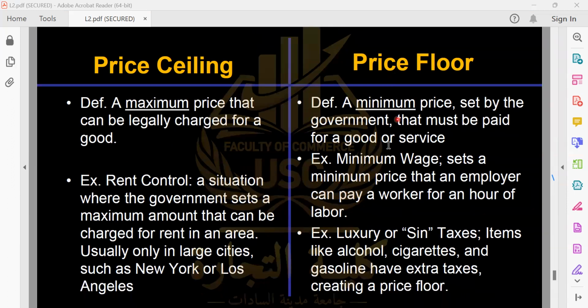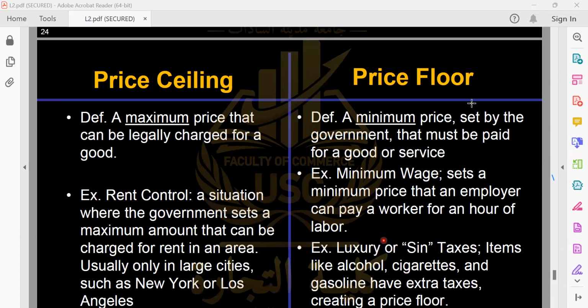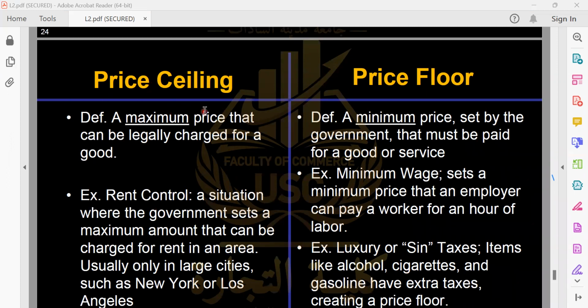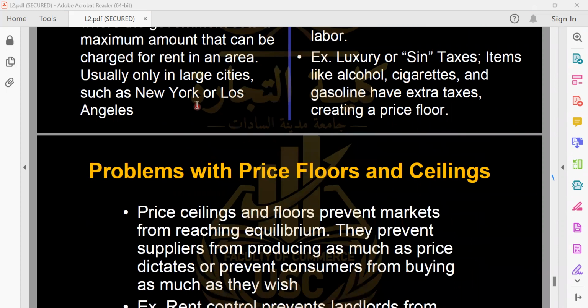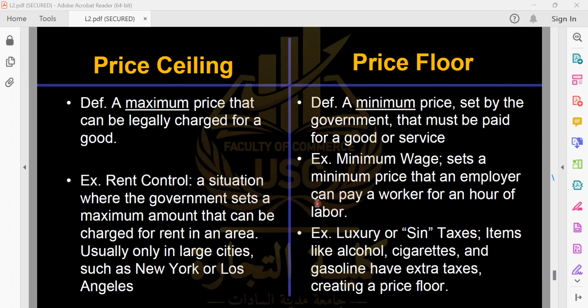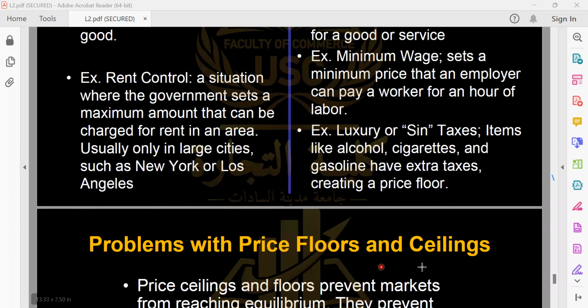We also have price floors for luxury or sin taxes, like alcohol, cigarettes, and gasoline. All of these are examples of price floor and price ceiling. In large cities, where we have very high prices for rent, we have a price ceiling that is put by the government. So we can say that price ceiling and price floor are good intentions, but with bad results.